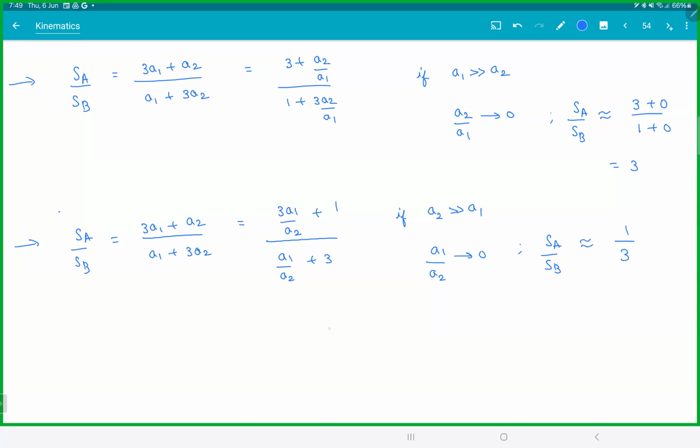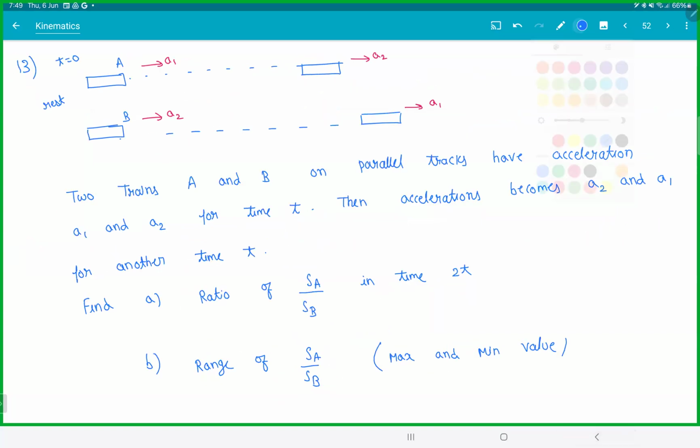Means you can put any values you want. The value will never exceed 3. The value will never go below 1 by 3. Don't put an equal to sign because it tends to 0, but it will never become 0. Suppose for this train, if I give an acceleration of 10 lakhs, or if I give an acceleration of 0.00001, even then the value will not exceed 3. You give any numbers you want, you cannot exceed the value of 3, or go below 1 by 3.